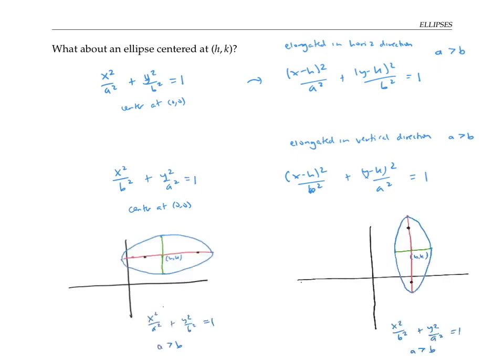With some thought, we can label key points. For example, this vertex must be shifted over by an amount a, since a is half the length of the major axis. It'll have coordinates (h plus a, k), whereas this vertex will be (h minus a, k). This point up here should be (h, k plus b), and this one (h, k minus b). The foci are at (h plus c, k) and (h minus c, k). We can label the points on the ellipse that's elongated vertically similarly.